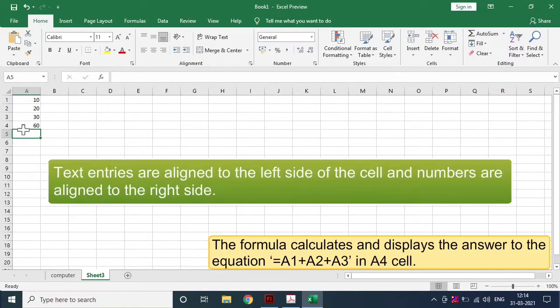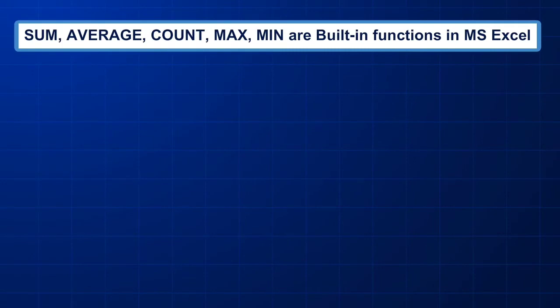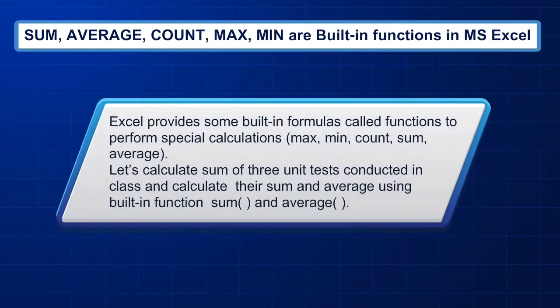Text entries are aligned to the left side of the cell and numbers are aligned to the right side. Sum, average, count, max, min are built-in functions in MS Excel. Excel provides some built-in formulas called functions to perform special calculations.